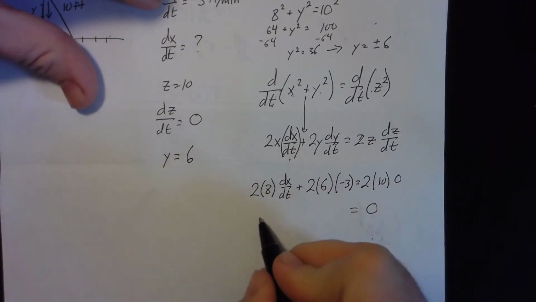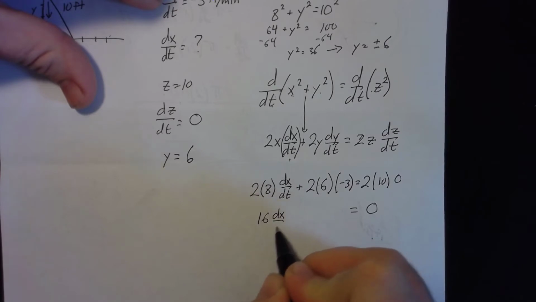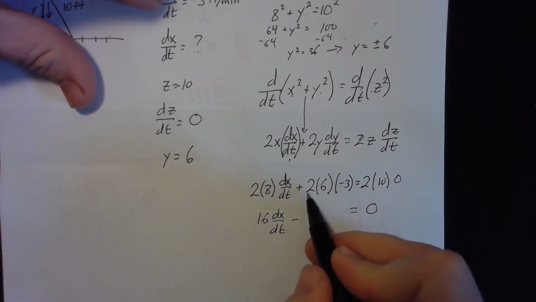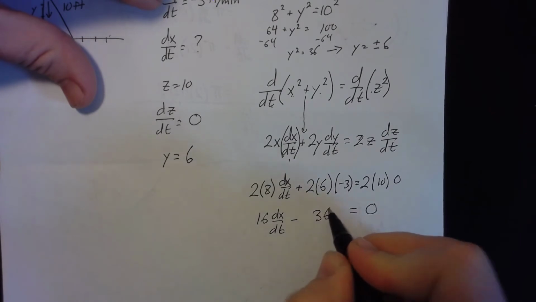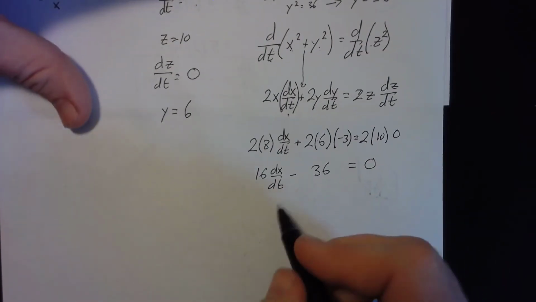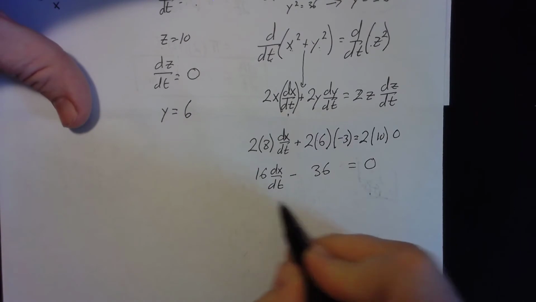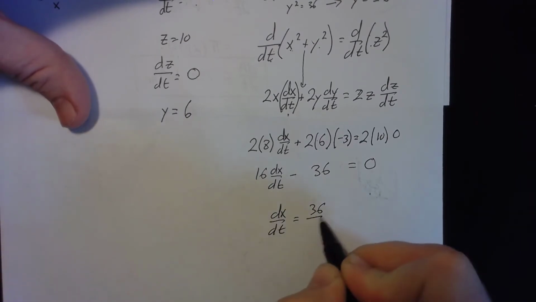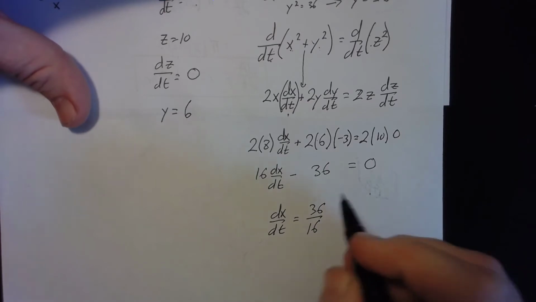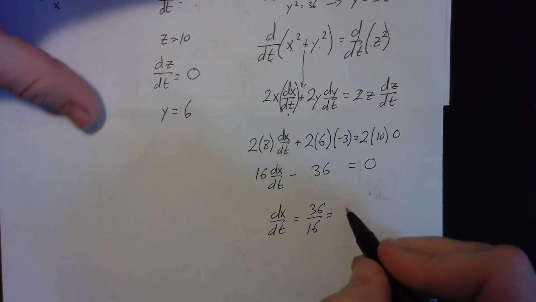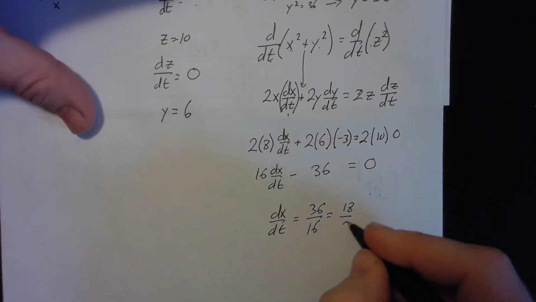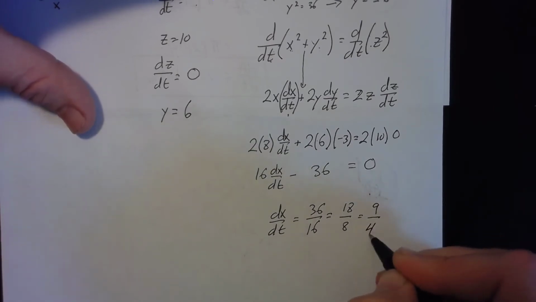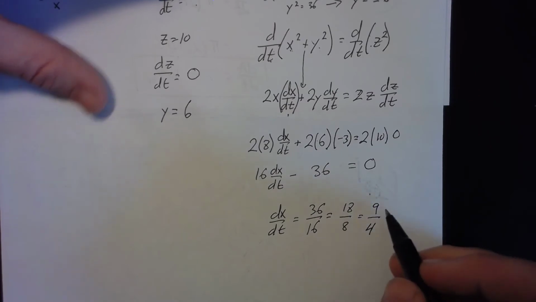Then over here I'm going to have 16 dx dt minus, looks like a minus, 3 times 2 is 6, times 6 is 36. And then solving this for dx dt, I'm going to add the 36 and divide by 16, and dx dt is equal to 36 over 16. Again, we can simplify this a little bit to be 18 over 8, and simplify that again to give me 9 over 4. So this is our final number.